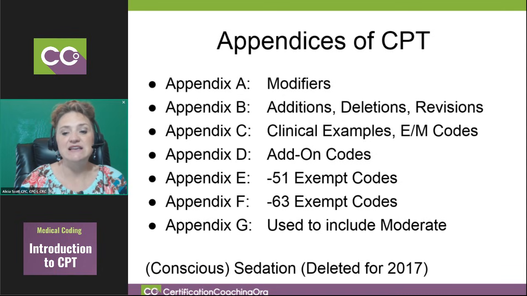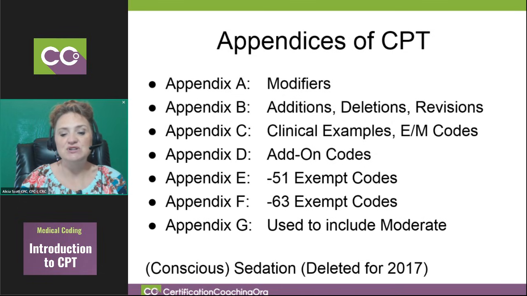Appendix C is clinical examples for E&M codes. That's helpful, right? Now, do you need that when you test? No, but this is where you're learning and you need examples to kind of flesh out what the codes are used for. Appendix D, I already mentioned, is all the add-on codes. Appendix E is all of the codes that are modifier 51 exempt. And then there's another one that is modifier 63 exempt, and that's in Appendix F.